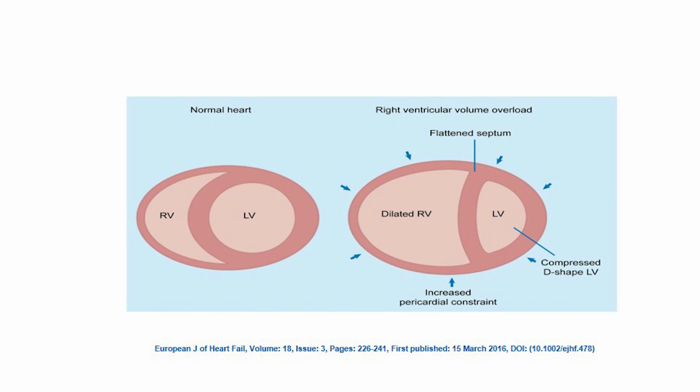This is the normal heart. See, the RV is very small, the LV is muscular. But when there is right ventricular volume overload, this septum becomes flattened. The RV is acutely dilated, there will be increased pericardial constraint, and the shape of the LV will become D-shaped from the circular one.